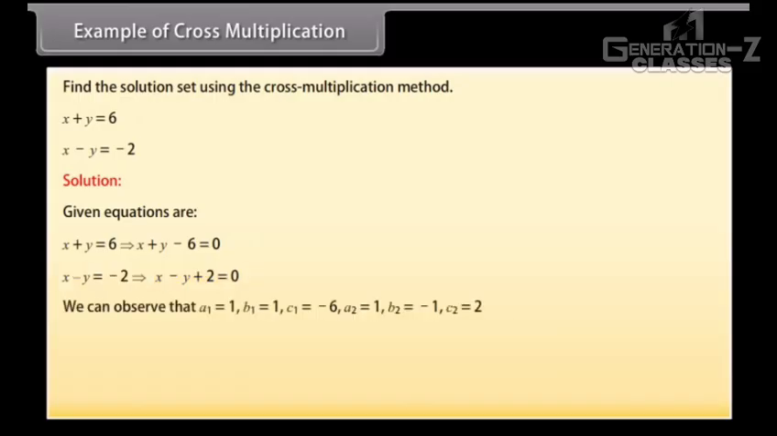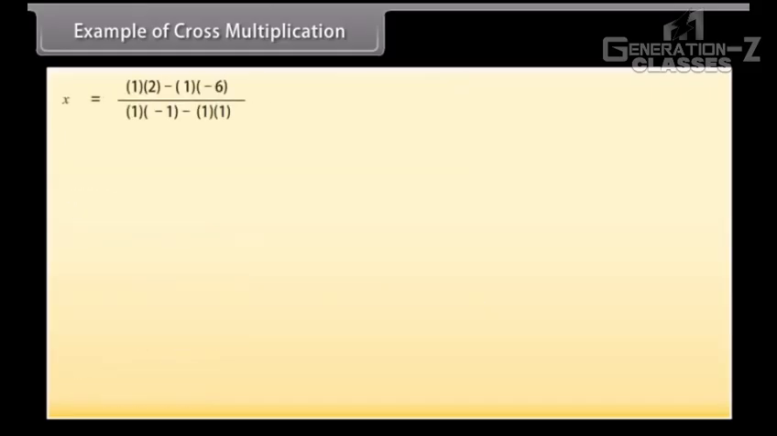We can observe that a1 is equal to 1, b1 is equal to 1, c1 is equal to minus 6, a2 is equal to 1, b2 is equal to minus 1, c2 is equal to 2. Solution x, y is given by x is equal to (b1 c2 minus b2 c1) upon (a1 b2 minus a2 b1). Now by substituting the values we get x is equal to (1 into 2 minus (minus 1) into (minus 6)) upon (1 into minus 1 minus 1 into 1). By calculating we get x is equal to 2.